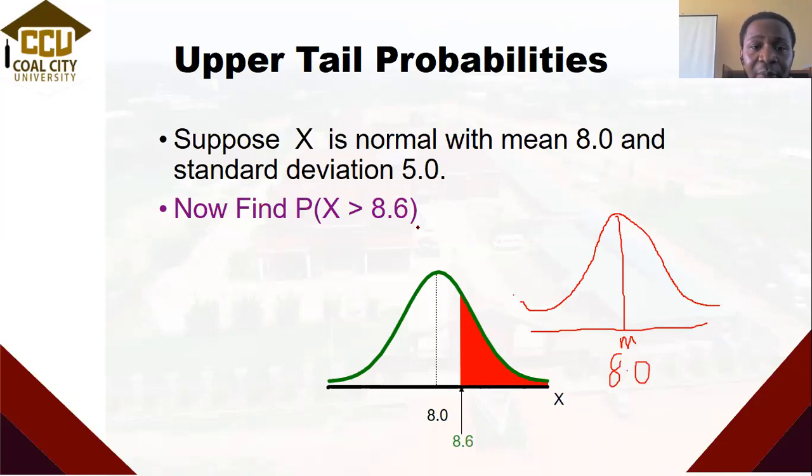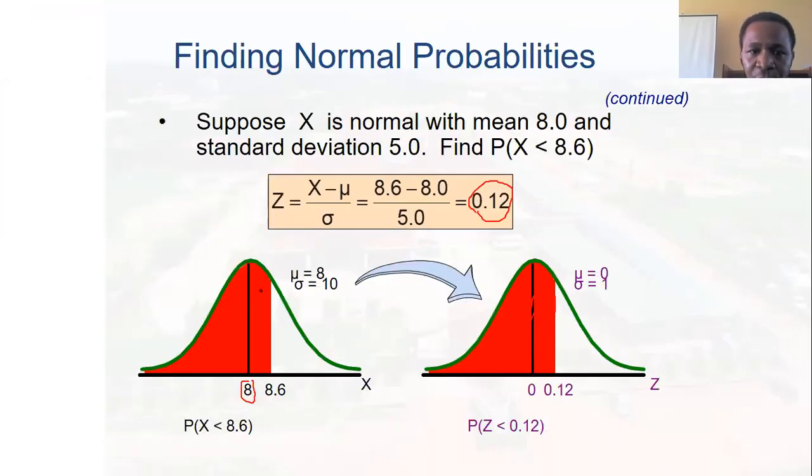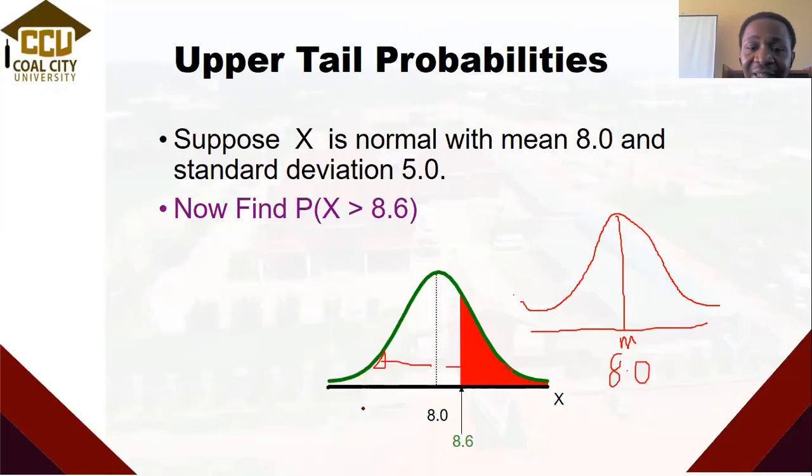Now you're looking for the probability that X is greater than 8.6. It means the data will fall greater than 8.6, on this side. This side is less than 8.6, as we saw in the previous case, where we found the probability that it was less than 8.6. But in this case, we are looking for the probability that it is greater than 8.6, which is this side.